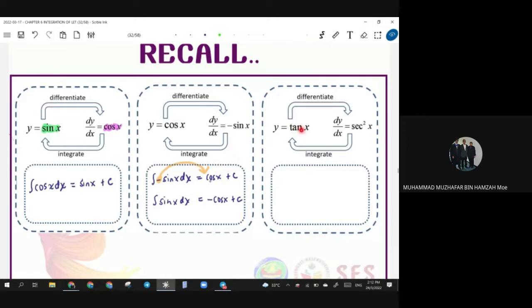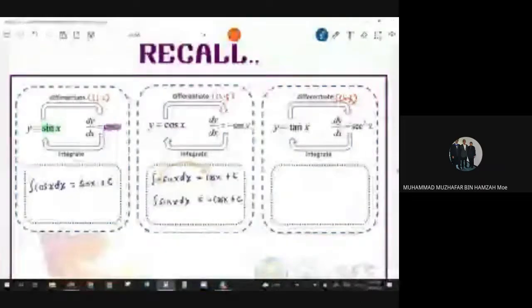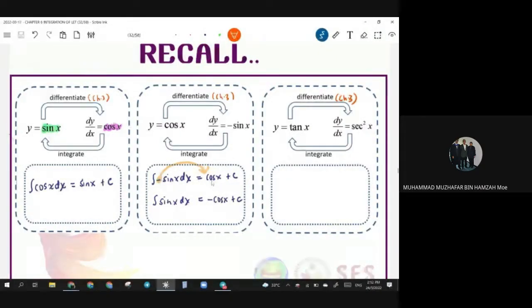And one more. Suppose when we differentiate tangent x, jawapan dia adalah secant square x. By the way, the knowledge of differentiating this, you knew already in chapter 3. The integration is actually the reverse process. So you started to know the process of reverse process starting from actually chapter 5.1 lah sebenarnya, either you realize or not. So integration is really about the reverse process of differentiation.